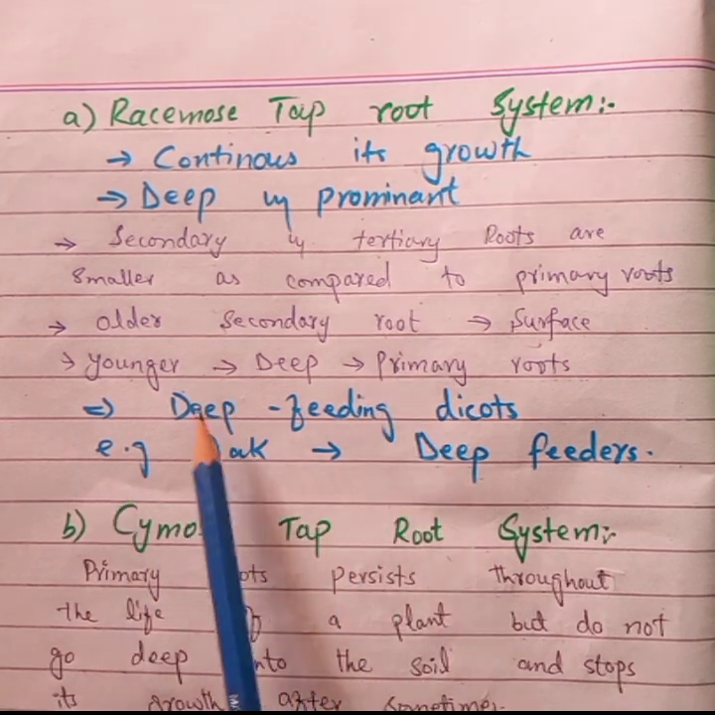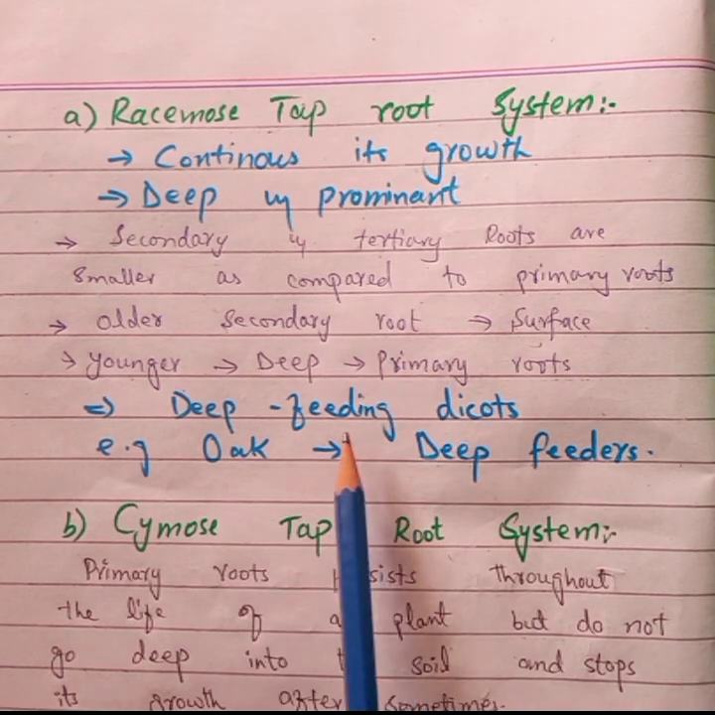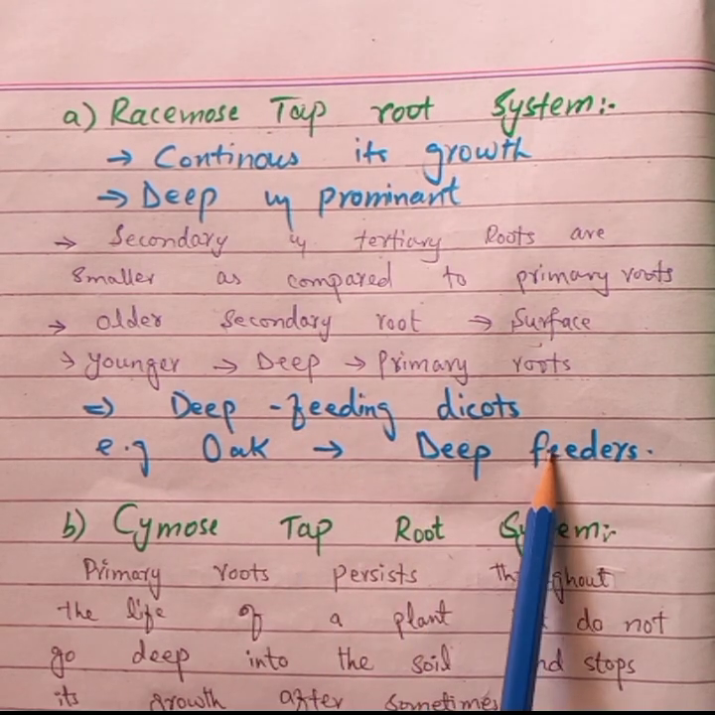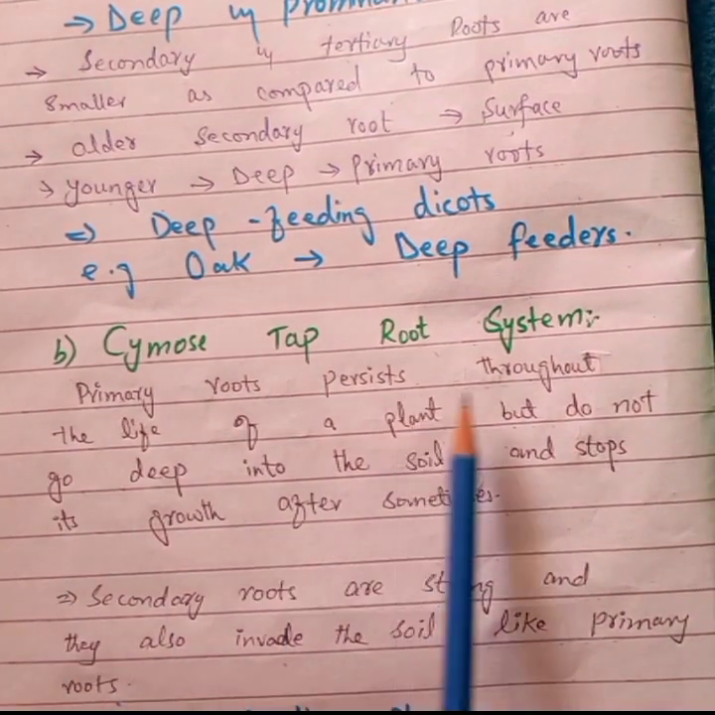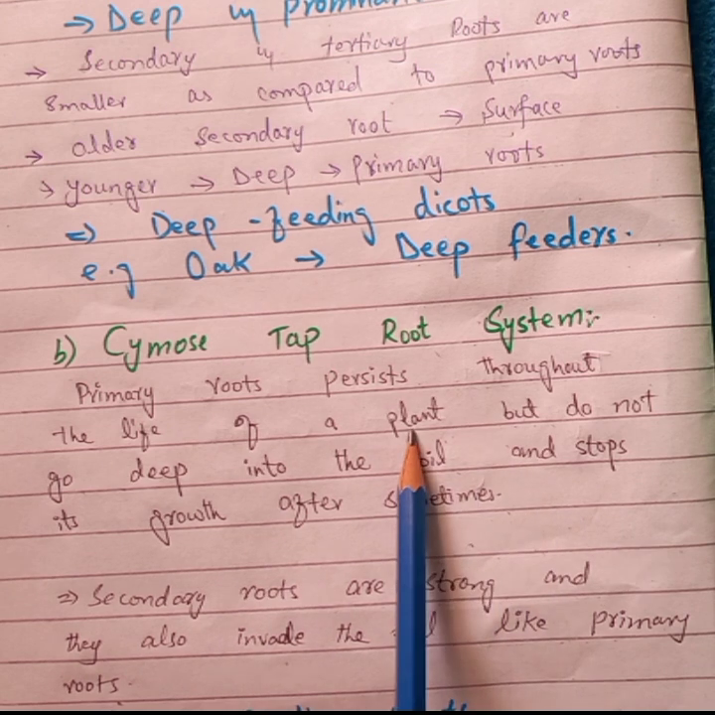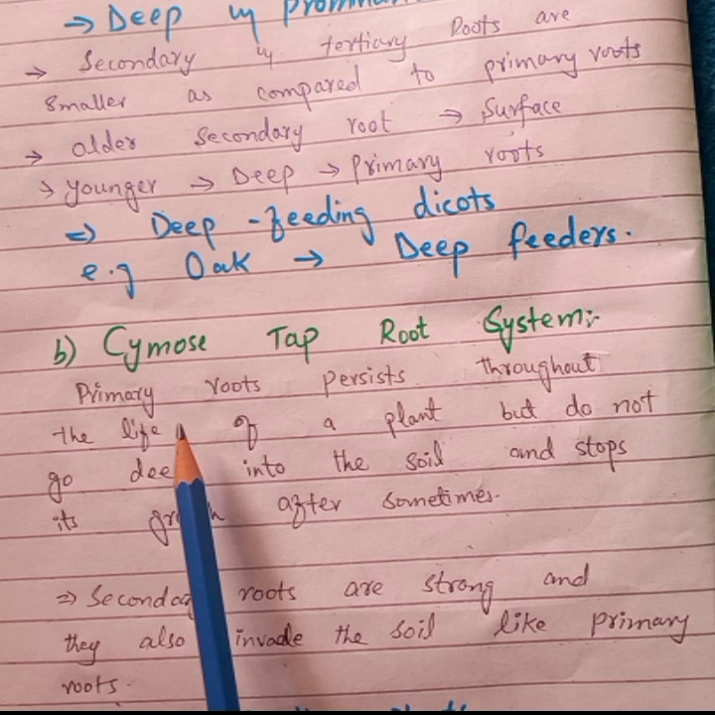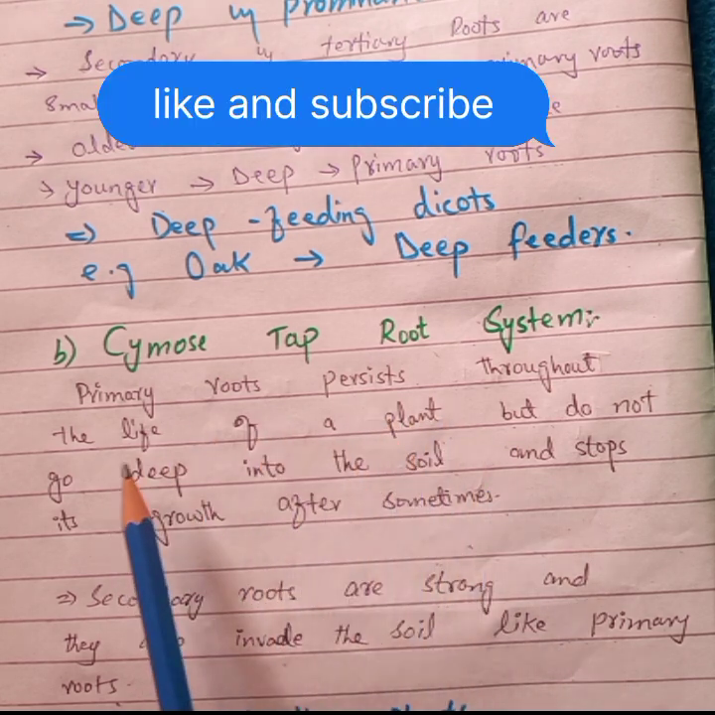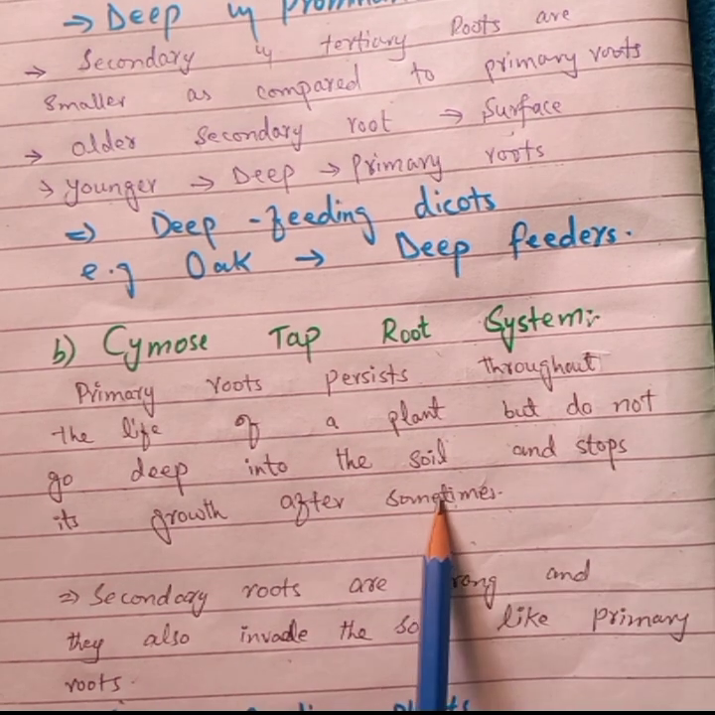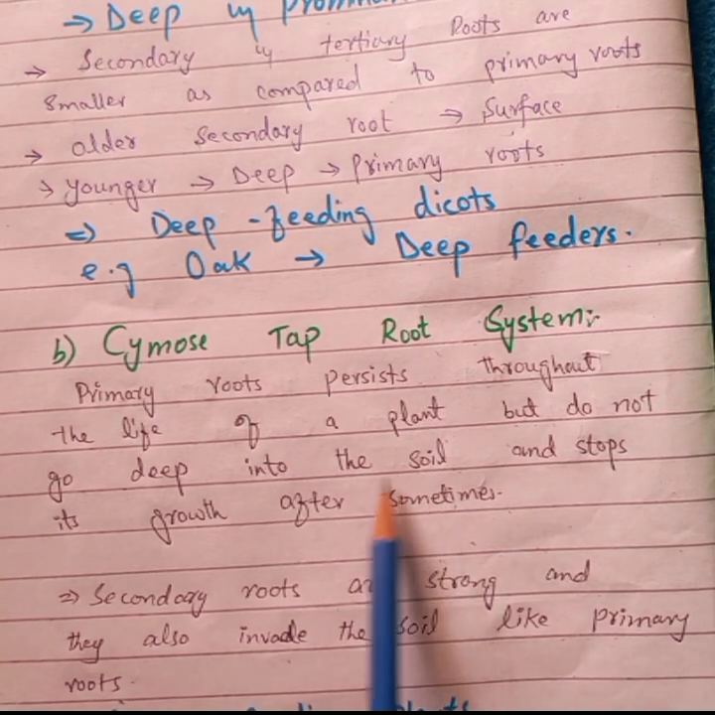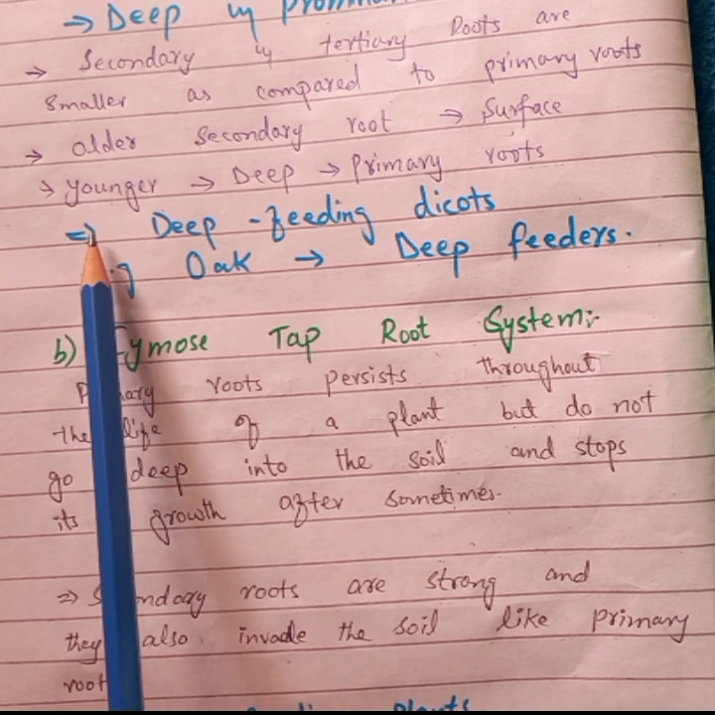So these roots are found in the deep feeding dicots, for example oak, and these plants are called the deep feeders. And the second type is cymose taproot system. Here the primary root persists throughout the life of a plant, but does not go deep into the soil and stops its growth after some time. It will not go into the soil at a great depth, while we have seen in the racemose that they are deep.